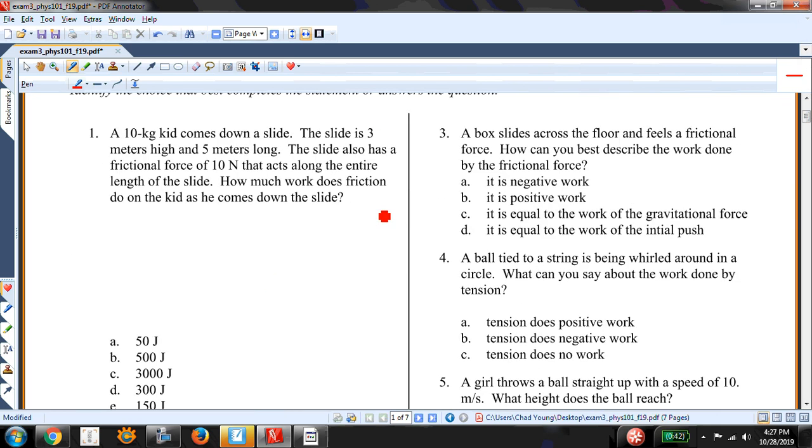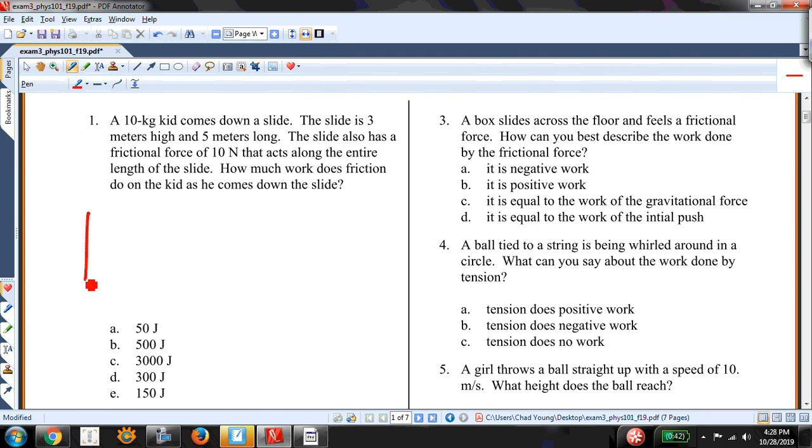A 10 kilogram kid comes down a slide. The slide is 3 meters high and 5 meters long. So it looks like this, 3 meters there, 5 meters here. The slide has a frictional force of 10 newtons that acts along the entire length of the slide. So my frictional force is 10 newtons all along that slide. How much work does friction do on the kid as he comes down the slide?